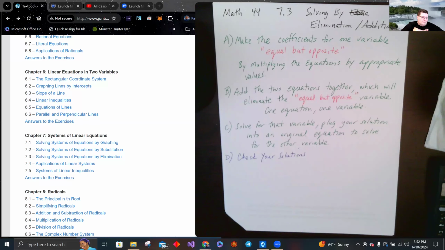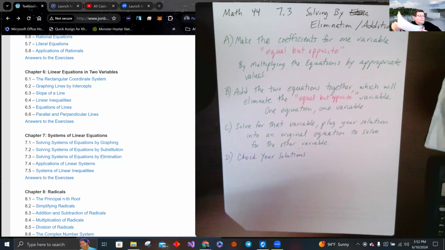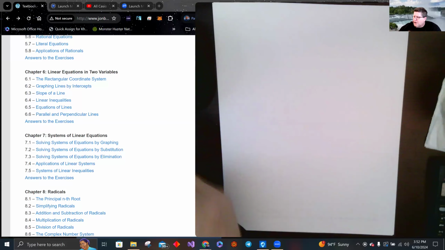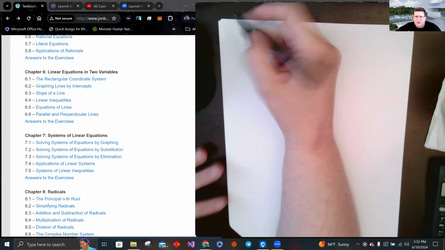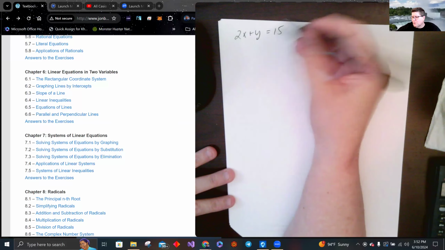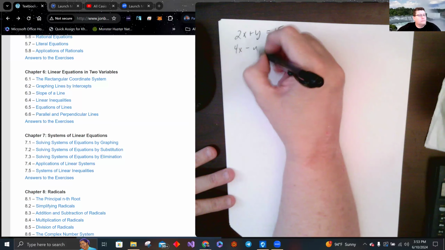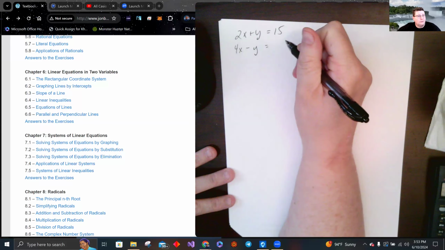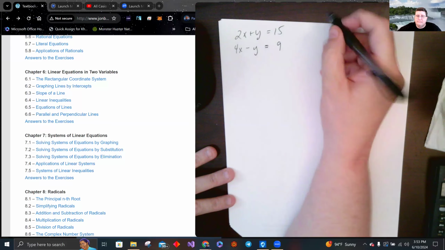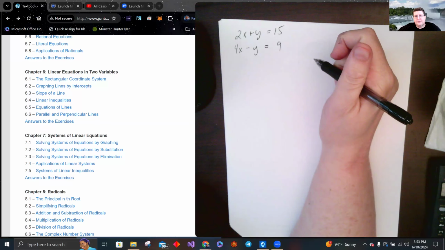All right. Let's get you cracking on a problem. Let's start off easy. 2x plus y equals 15, and 4x minus y equals, I don't know, let's go with 5. No, let's go with 9. That looks like a good answer.